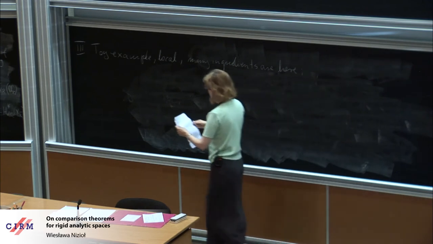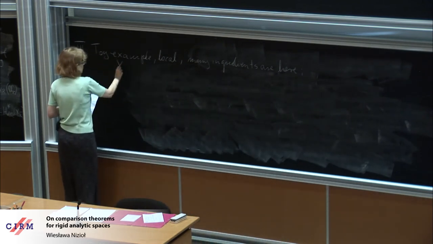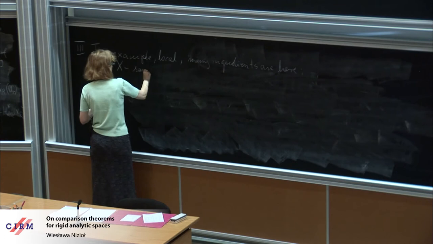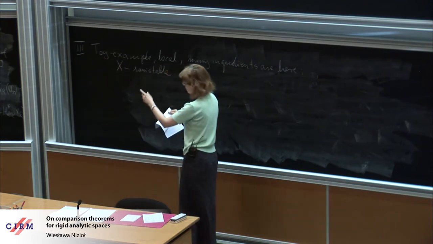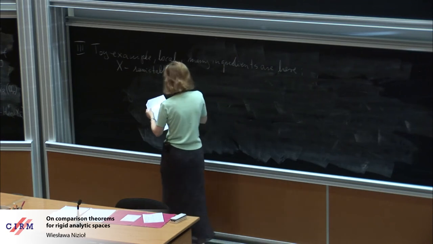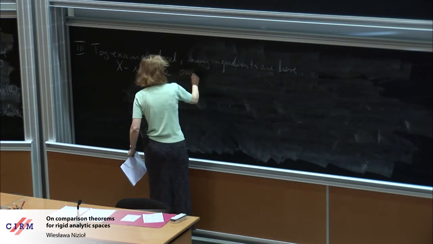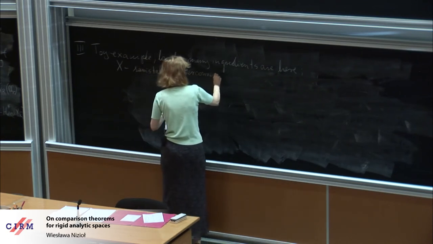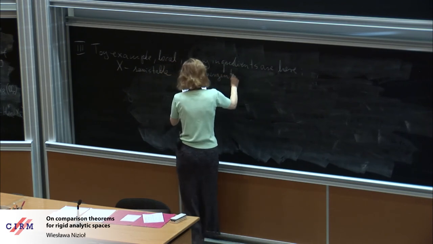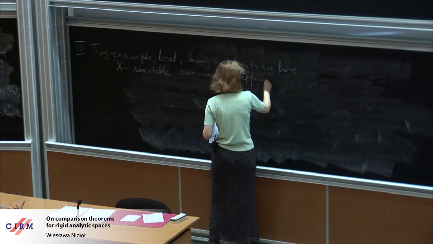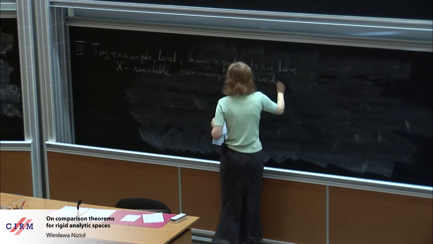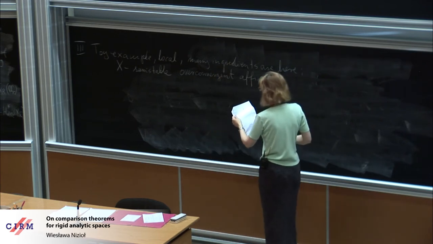Okay, so what do I mean? We take X, I take it semi-stable, because that throws away the residual action of G, which we don't want. Semi-stable over convergent affinoid. I mean, affinoid with a semi-stable reduction, over convergent affinoid with a semi-stable reduction.